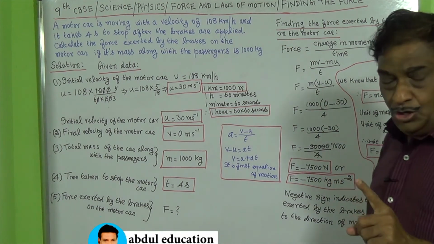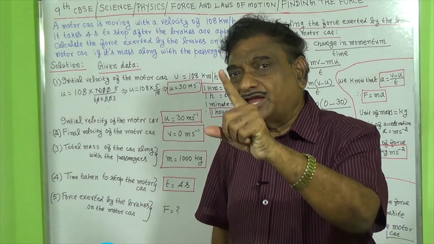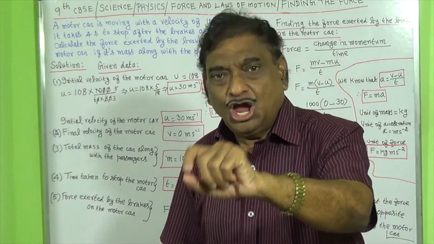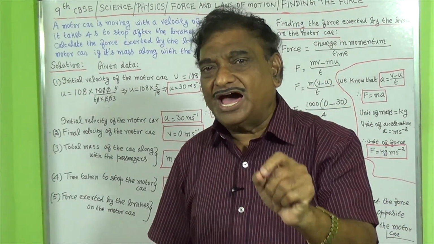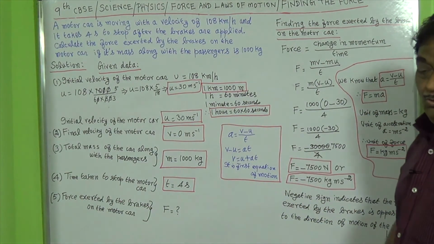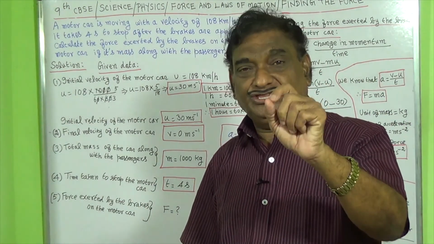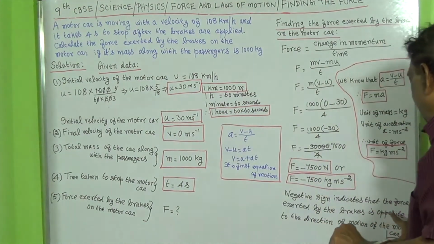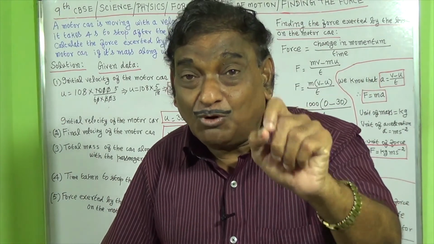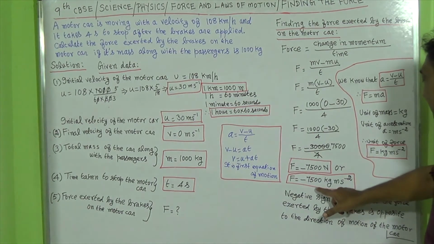You can notice one point, that is in the force calculated, that is the force exerted by the brakes on the motor car, is arrived as minus 7,500. Why has the negative sign come? The negative sign indicates that the force exerted by the brakes is opposite to the direction of the motor car. So that is why the negative sign has come in the answer.